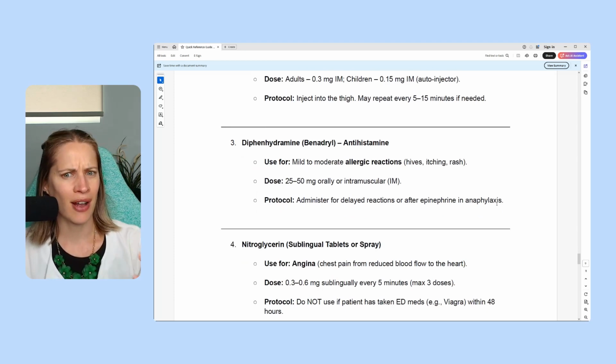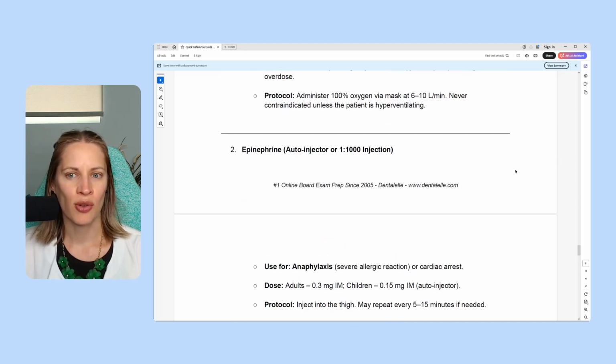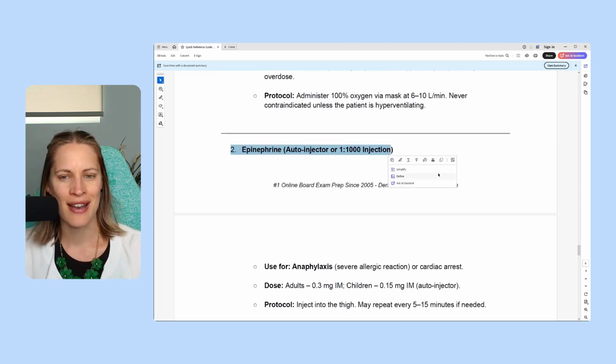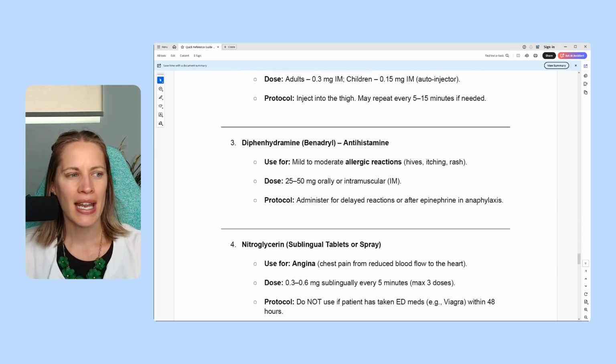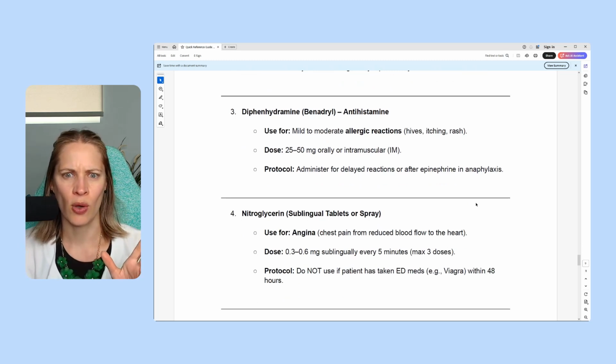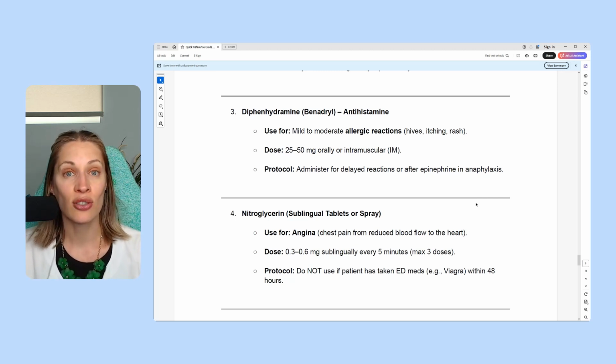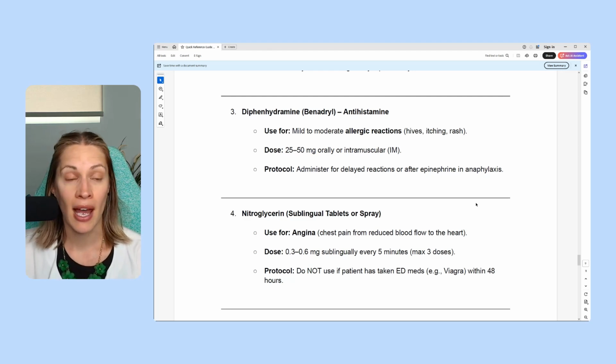So if somebody's developing a rash or they're itchy, you're not going to give them the auto injectable of the epinephrine here. No, that's for more extreme cases like an anaphylactic shock. But if they just have a rash, like they're getting itchy, and you're like, whoa, like your face is turning red. What's going on? You would give them diphenhydramine, which is an antihistamine, and that should help to counteract that reaction.